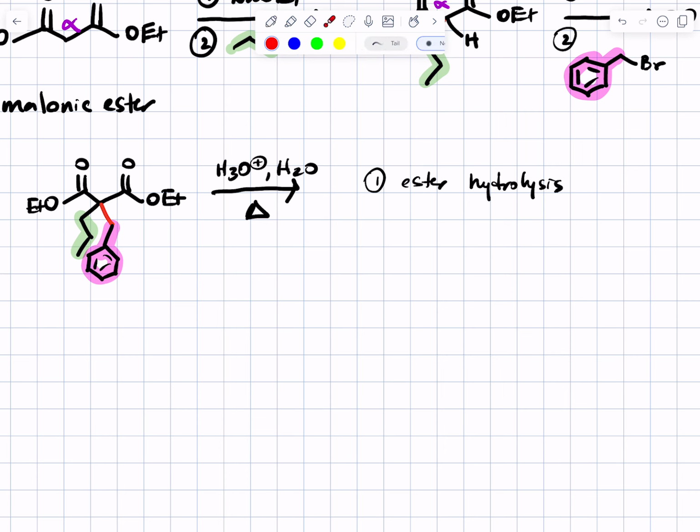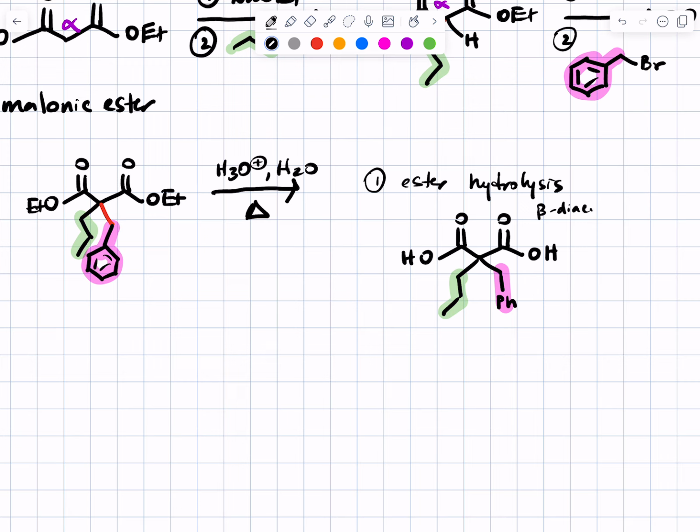The difference here is I have 2 esters. In the acetoacetic ester, this one was a methyl group. Now I've got two esters. Both of them are going to get hydrolyzed to carboxylic acids. So the first thing that happens under those strongly acidic aqueous conditions is that I hydrolyze both esters to the carboxylic acid. So now instead of a beta diester, I have a beta diacid.